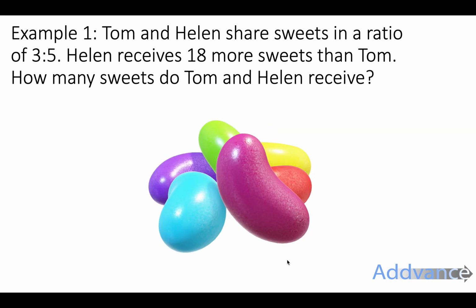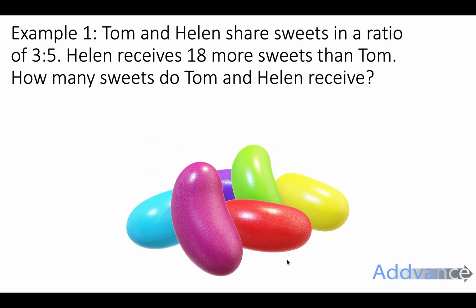So for example, Tom and Helen share sweets in a ratio of 3 to 5. Helen receives 18 sweets more than Tom. How many sweets do Tom and Helen share?